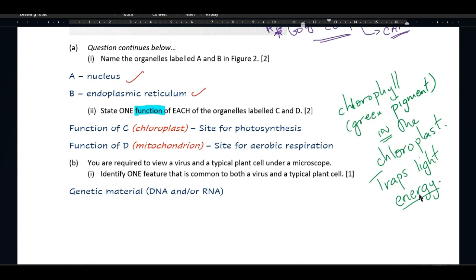Okay, and then most people answered this one correctly in terms of what is the feature that's common to both plant cell and virus. One or two people said cytoplasm. Viruses do not have cytoplasm. It's the one microbe that does not have cytoplasm. Every other microbe has cytoplasm. Okay?